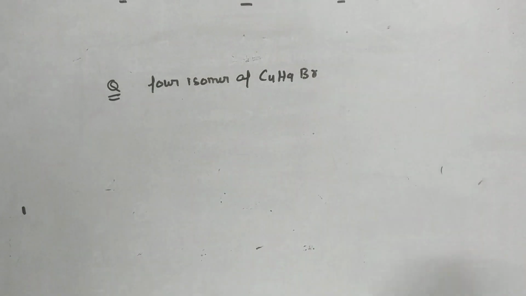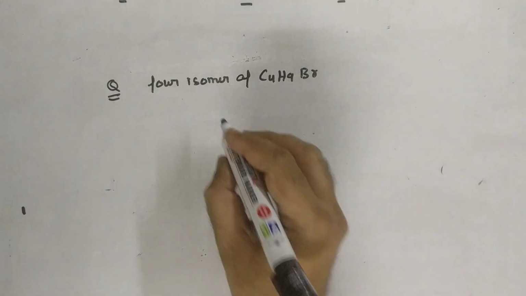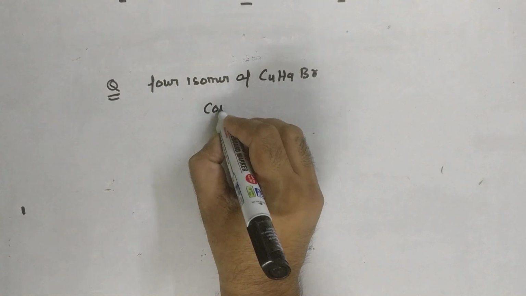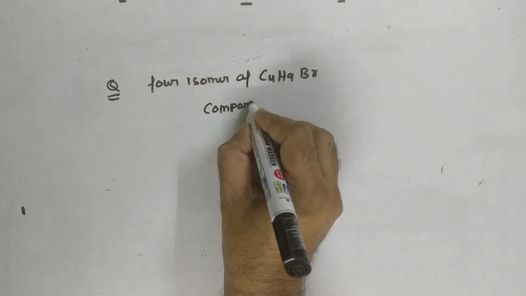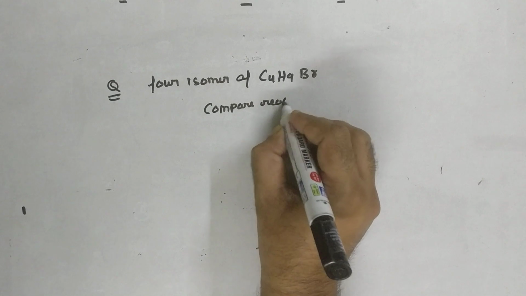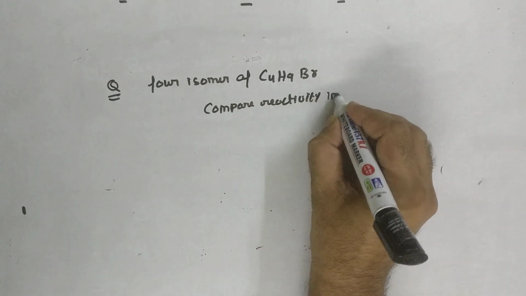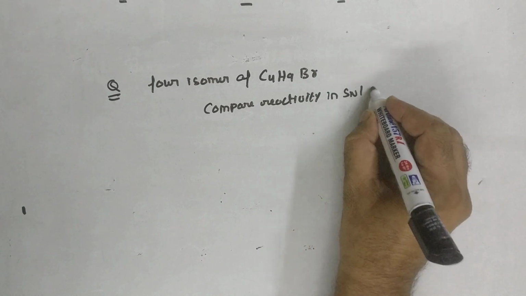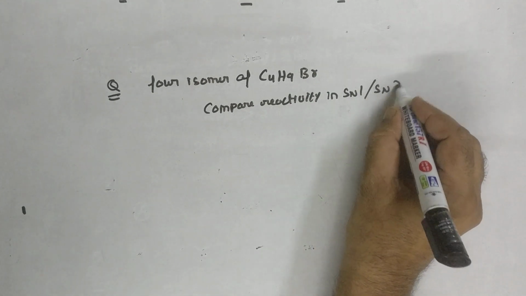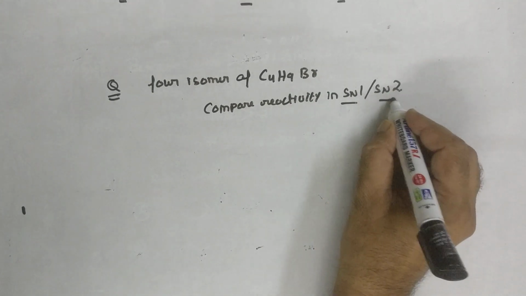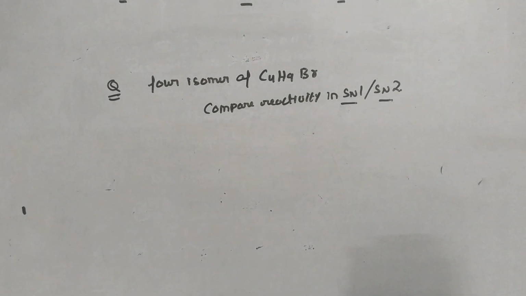Let us draw the 4 isomers of the compound with the formula C4H9Br. And then what you have to do is compare the reactivity of the 4 isomers in SN1 or SN2 mechanism. In both of them you have to compare the reactivity. Now first of all, let's draw the 4 isomers.